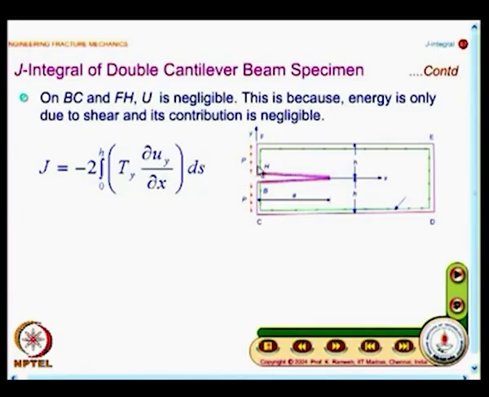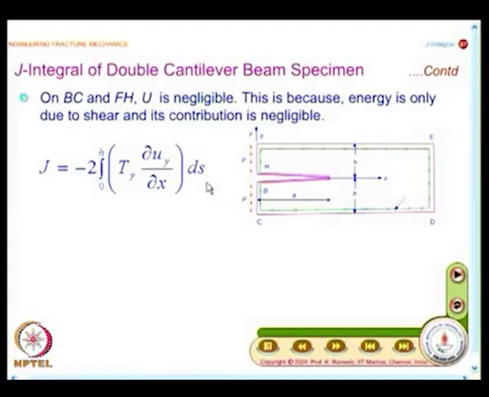and you do this for two parts of the cantilever. So, you have this as 2 times that. So, you have this as minus 2 times integral 0 to h Ty ∂uy/∂x ds. Can you just recall what this ∂uy/∂x is at the free end of the cantilever? You are actually looking at this as a double cantilever specimen.